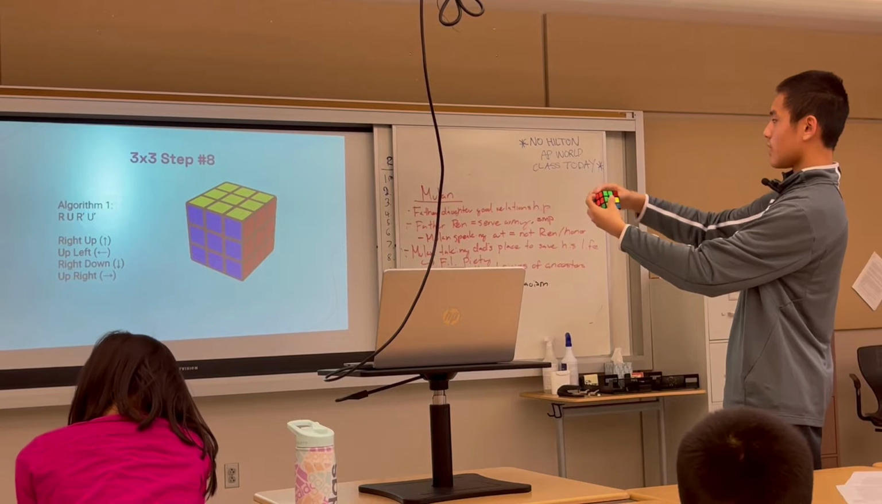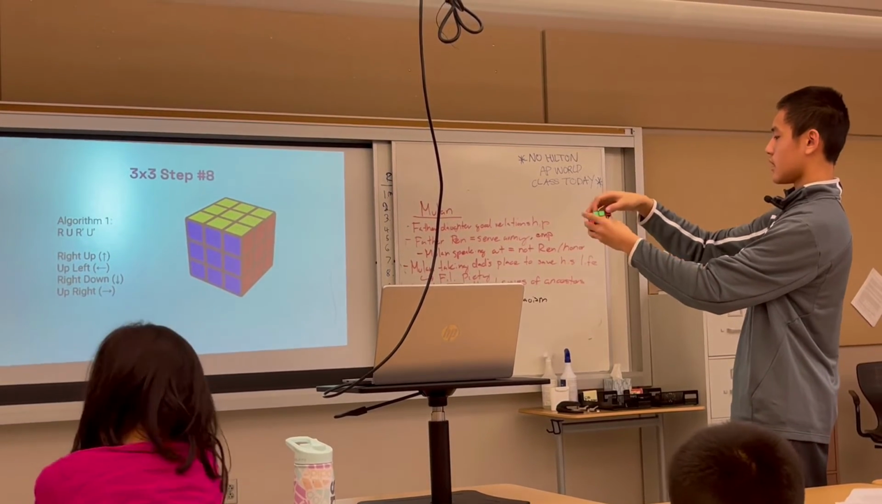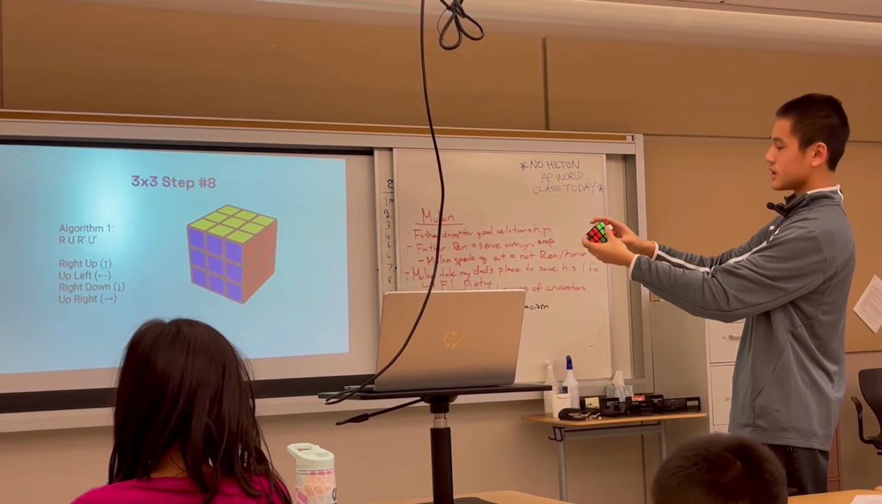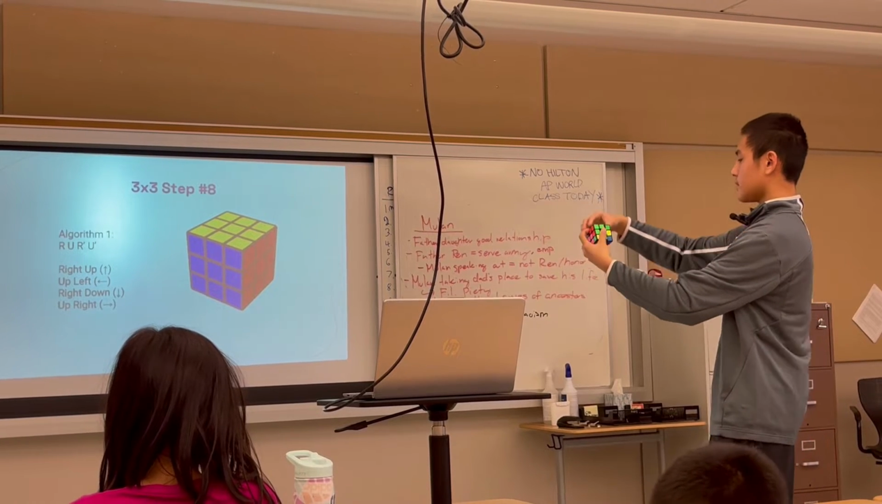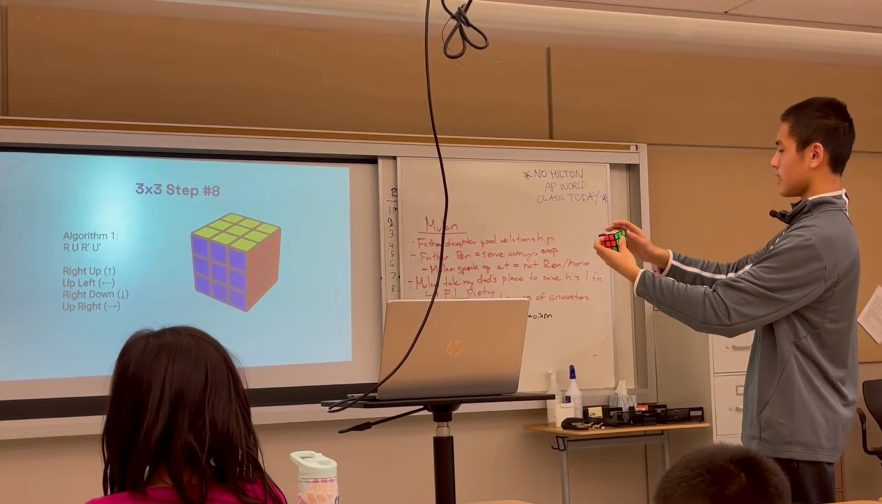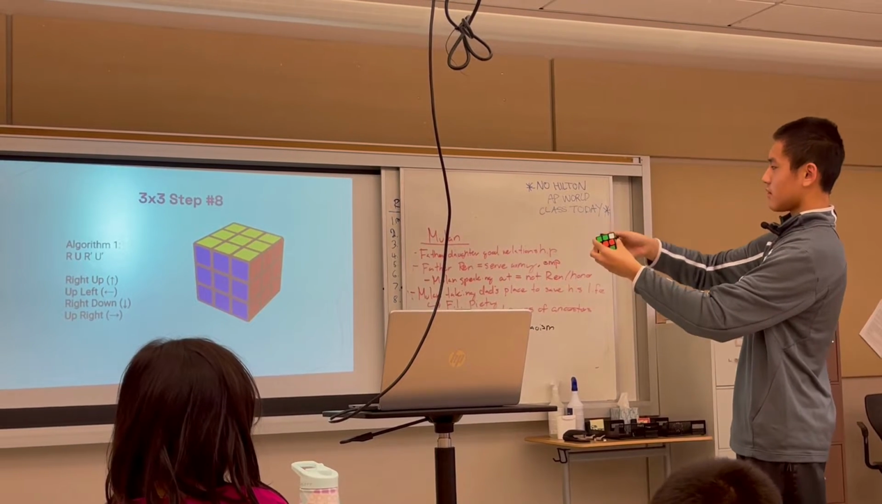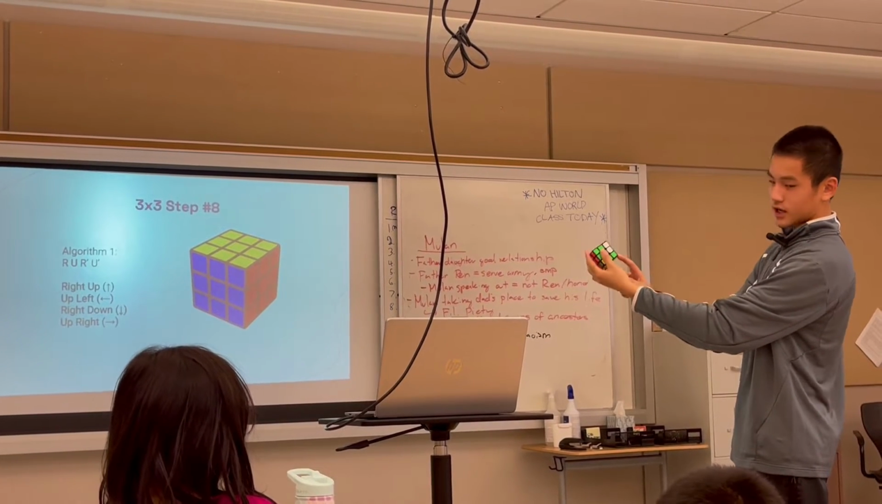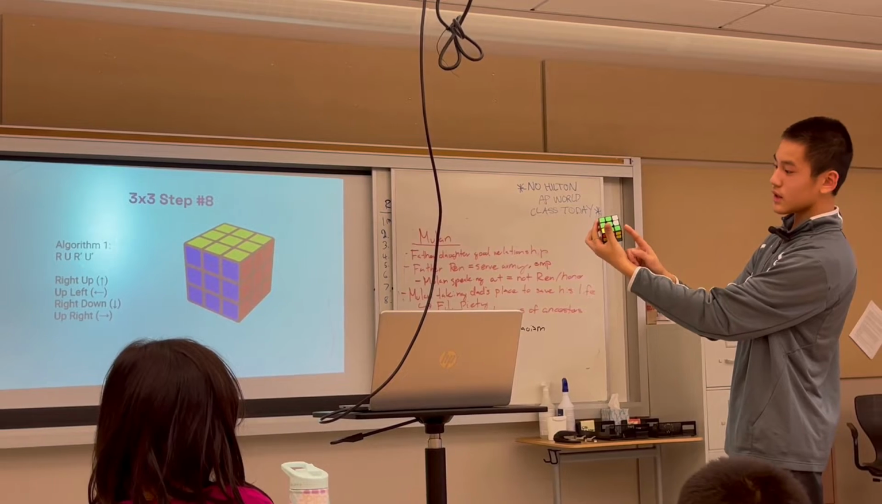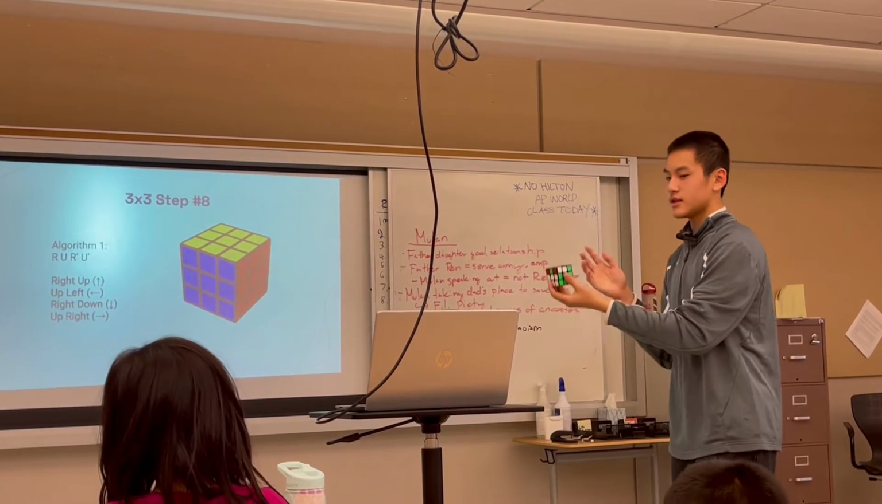Okay. So right up left, right down, up right. Let's check if it's solved. It isn't. So we do it again. Right up left, right down, up right. Nope. Then we do it again. Right up left, right down, up right. And check if it's solved. And it is, right? So now it's solved. So now we move on to the next.